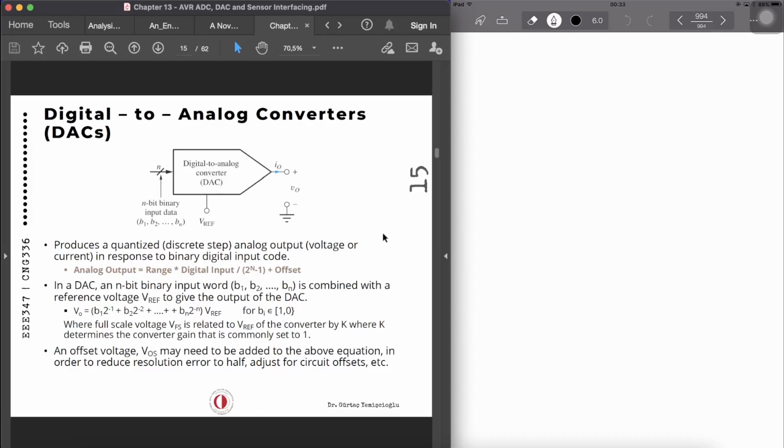Okay, so far we have seen the parameters related with the ADC and DAC. Now we'll start talking about digital to analog converters. Why are we starting with digital to analog?